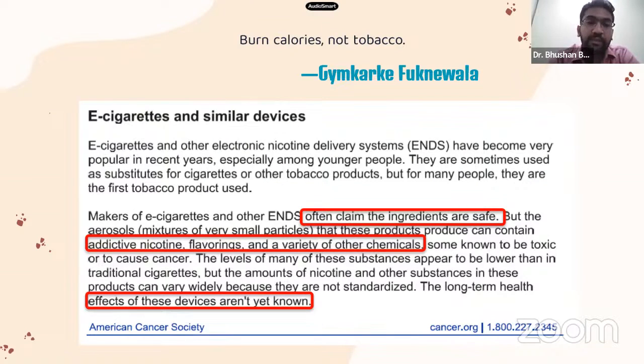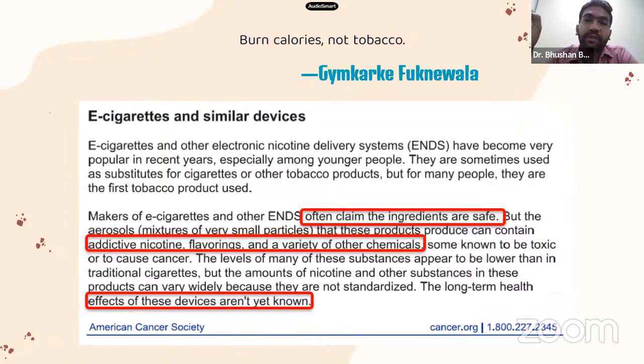It says that the makers of e-cigarettes often claim that ingredients are safe, but it also contains some addictive nicotine, flavorings, and a variety of other chemicals which are known to be toxic or to cause cancer. So the effects of these e-cigarettes are still not known and they are not to be considered safe. E-cigarettes should only be used by those people who are already smoking cigarettes and want to downgrade themselves to an e-cigarette, and later on it helps them to stop smoking.